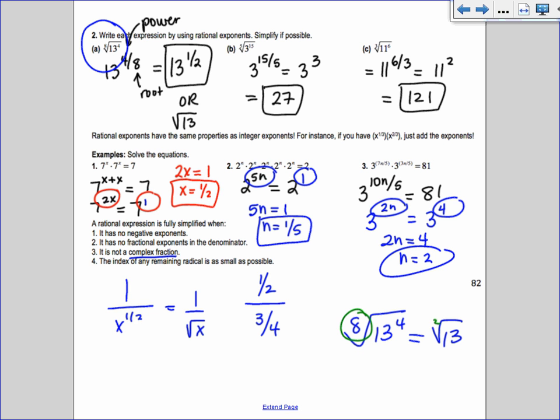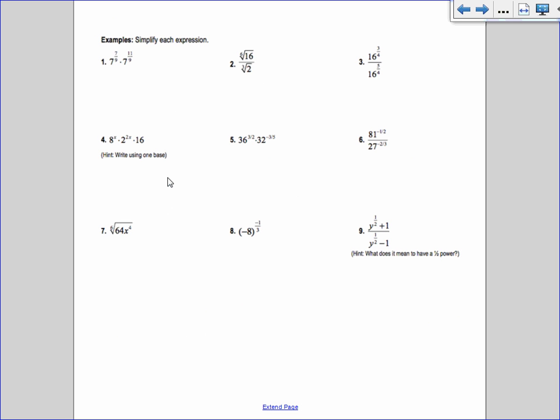All right, so let's try simplifying. Simplify each expression. So number 1, I have 7 to the 7/9 times 7 to the 11/9. So I'm going to get 7 to the 18/9, which is 7 squared, which we know is 49. Okay, this next one you might want to write small. It's kind of a long one.